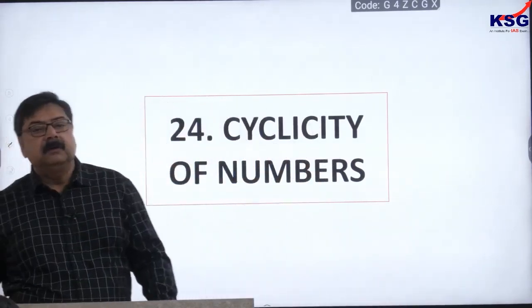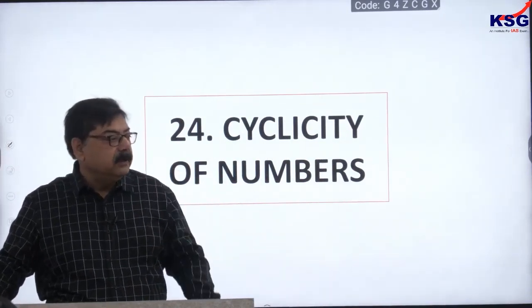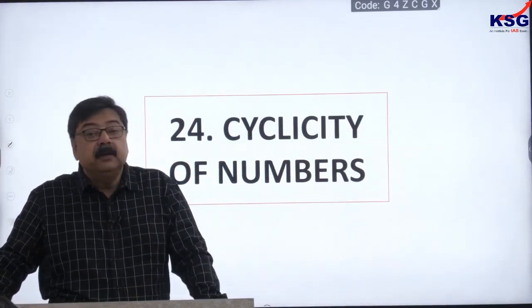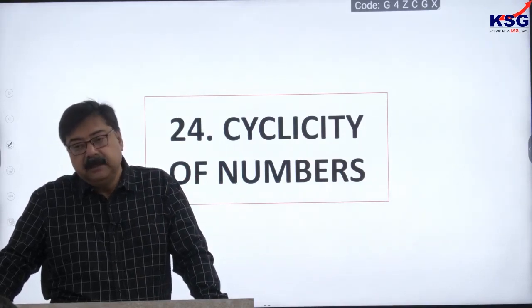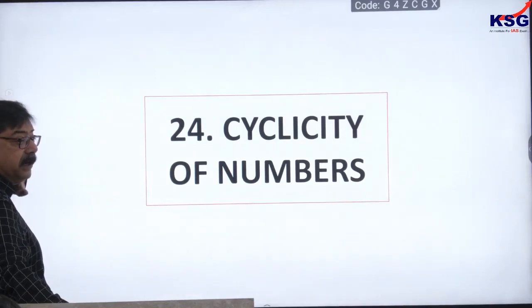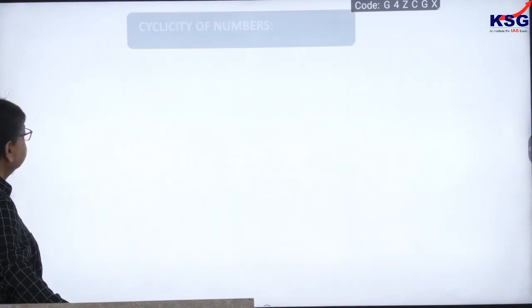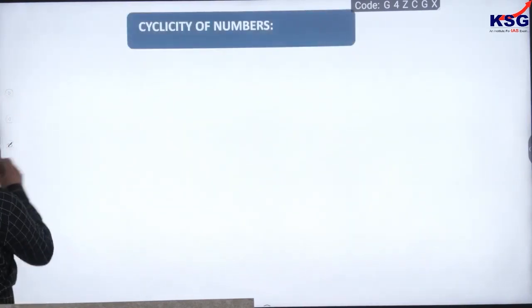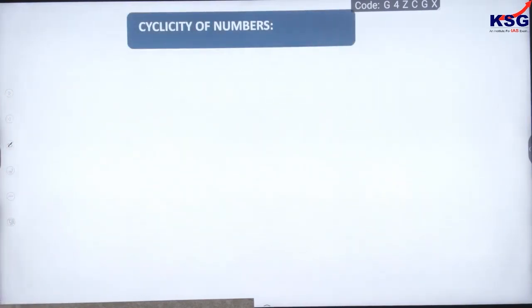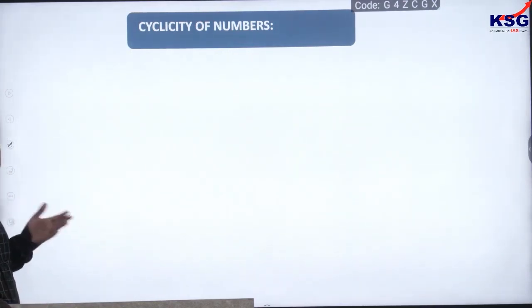So we have to multiply some powers of 2, 3, 4, 5 or whatever, and finally find out the units digit. Cyclicity of numbers is to find out the units digit, not the last 2 digits, not the last 3 digits. So let us begin by observing whether there is a kind of cycle or repetition when it comes to powers of 2, 3, 4, 5, 6, 7, 8, 9.